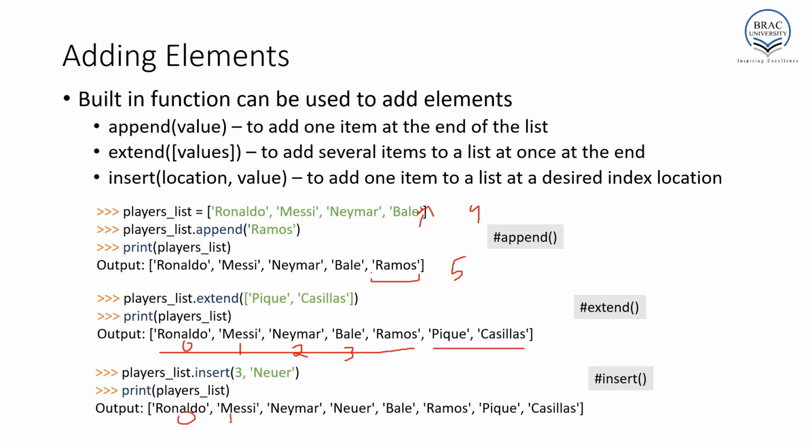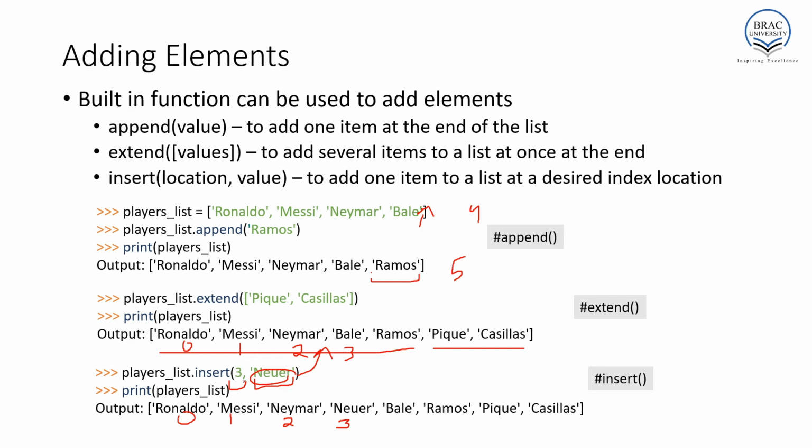So 0, 1, 2 and 3. As Neuer came in the third position, Bale became fourth, Ramos became fifth and so on. The value Neuer was squeezed in this location. So please note there are two arguments in the insert function. The first is the index value where we want to insert. This cannot be less than 0 or greater than the length of the list. Also, this cannot be a floating point, or else we will have an error. And comma, we have to write the element we want to insert. In this case, Neuer was the element we wanted to insert.